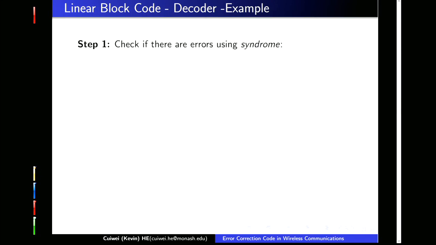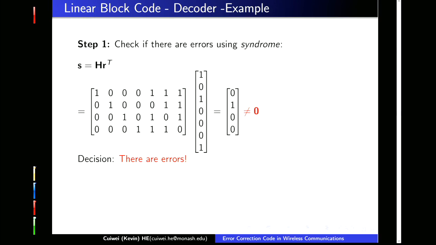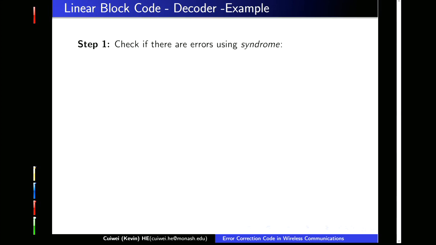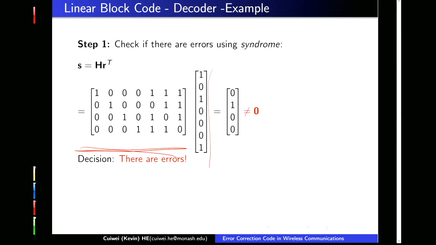The first step is to check the syndrome, whether the syndrome is 0 or not. Does anyone want to calculate the syndrome, or should I just give it? This is the parity matrix, and this is what we received, which has a 1-bit error. The syndrome is the parity matrix multiplied by the transpose of the received sequence. We can check that. I'll not do the calculation here.